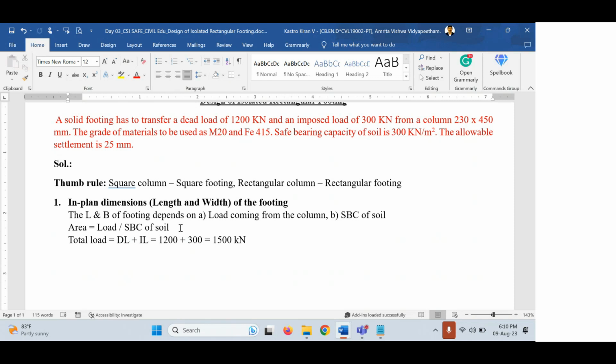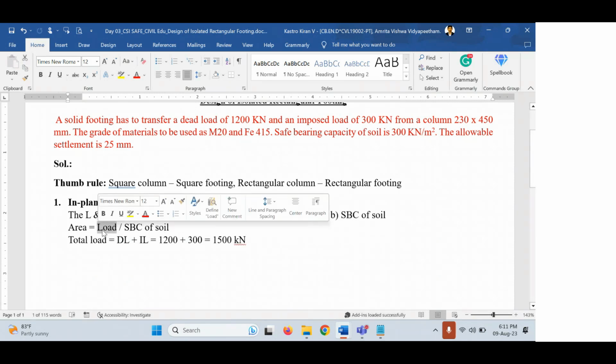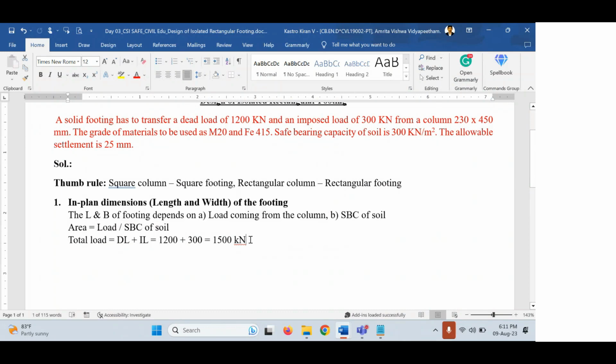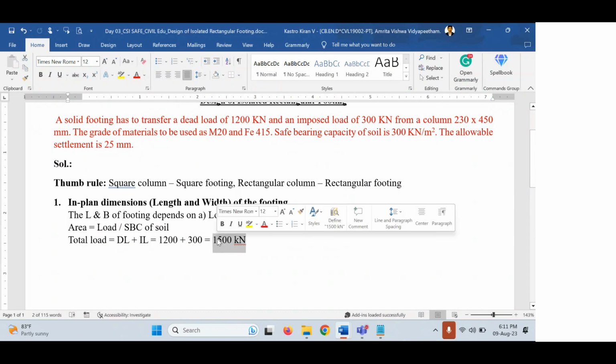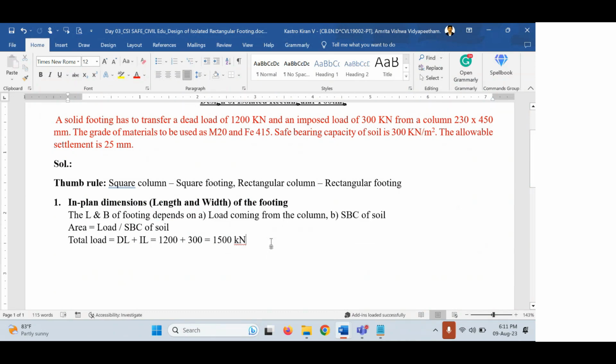This is the first scenario, the load factor we are discussing here. SBC is fine, and we are going to determine the load value. But this is not the final load. This is the total load that is coming onto the footing. The second important thing that we need to understand here is what the self weight of the footing is. This is the total load that is coming onto the footing.